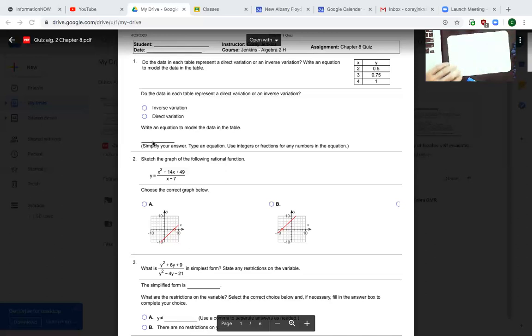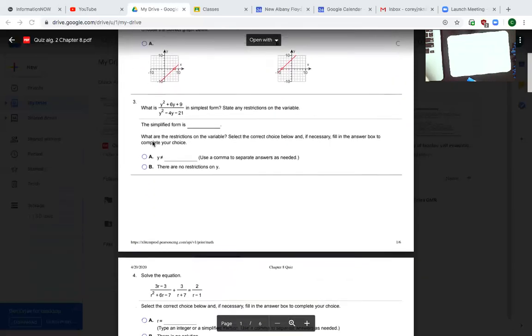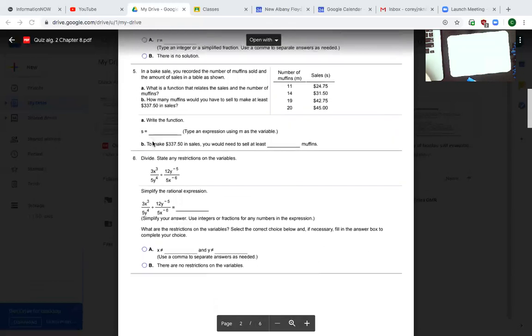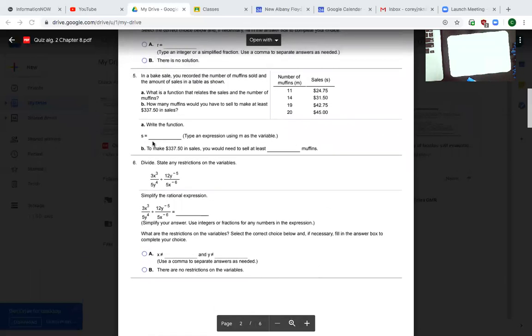The next one that a lot of people missed was number 5. That had a miss rate of 21%. And it's the same type of problem. It says in a bake sale, you recorded the number of muffins sold and the amount of sales in a table as shown. Part A wants to know what is a function that relates the sales and the number of muffins. So again, looking at the data, we can tell that as m increases, as our input increases, s increases. So again, probably going to be direct variation.